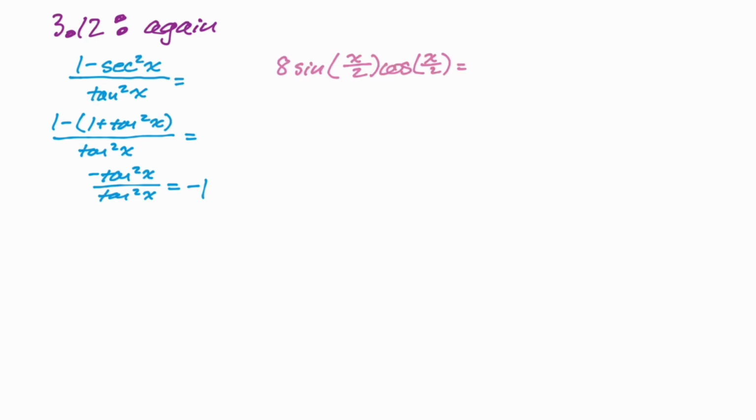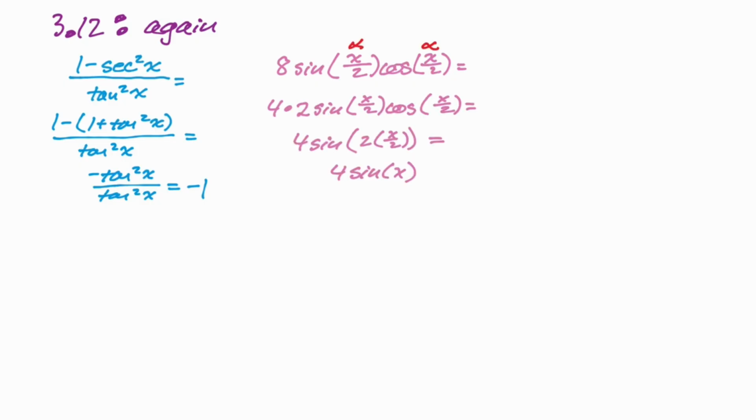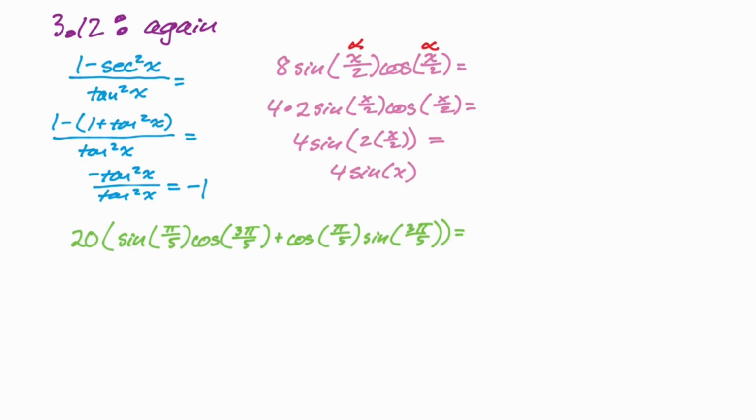You might see something like this: 8 sine of x over 2 cosine of x over 2. Immediately I look at that and I see sine of this thing and then cosine of the same thing. It's probably sine of 2 alpha. So I'm just going to put an alpha there. Then remember, sine of 2 alpha is 2 sine alpha cosine alpha. So we'll take that 8 and make it 4 times 2. So 4 times 2 sine cosine, and then that's sine of 2 times alpha, which just gives us 4 sine of x. These are the kind of manipulations that you end up doing. They're really important, mathematically, and in terms of AP Precalc, they're going to show up on the exam. Might have something like this.